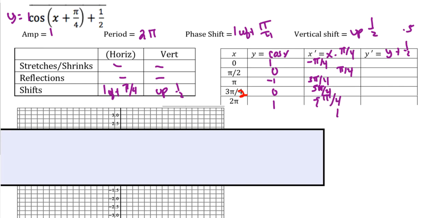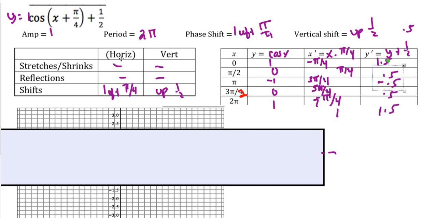Okay. Let me find my cursor. Where's my cursor? There it is. Okay. So I'm going to add 0.5 to my y. So it's 1.5. That's going to be 0.5. That's going to be negative 0.5. I'm going to have 0.5 again, and then I'm going to come back to 1.5.